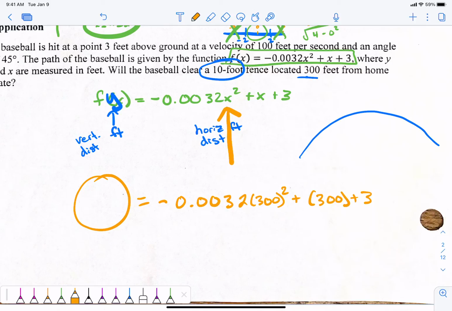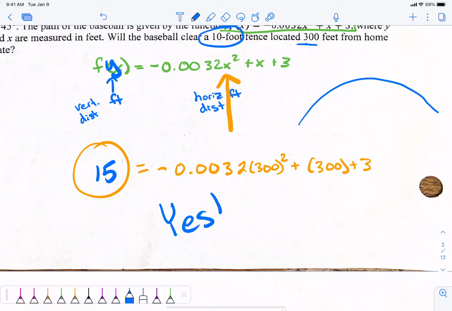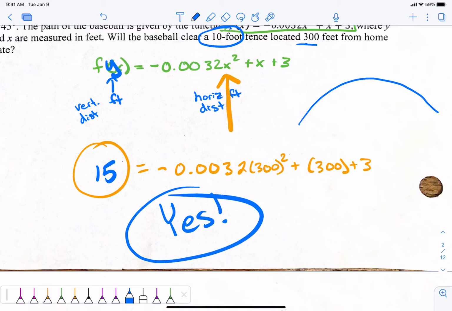And it says, how high does it go? I got 15. So will it clear the 10-foot fence? Yes, it will. If that's the path traveled by the baseball, it is 15 feet in the air by the time it's 300 feet out. So at 15 feet in the air, it will clear the fence.